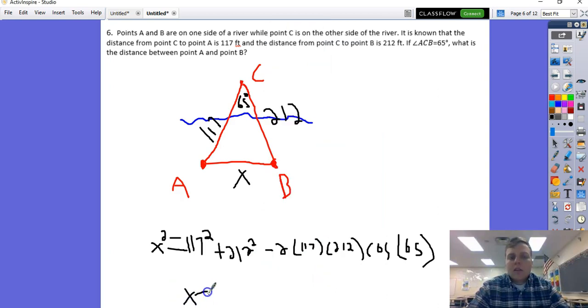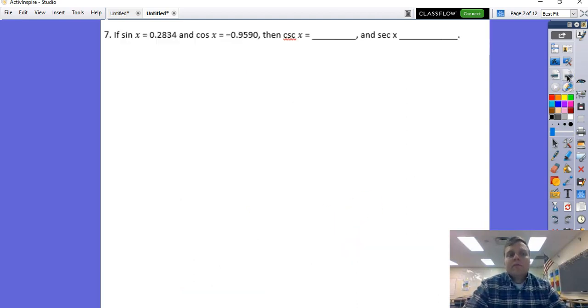So x is equal to 194.08. Remember, I got x by square rooting both sides after I typed this long thing in the calculator. Alright? Next problem. Number 7.